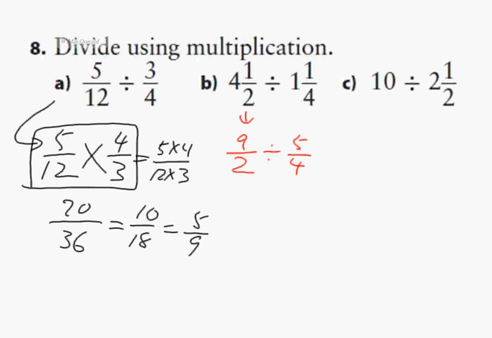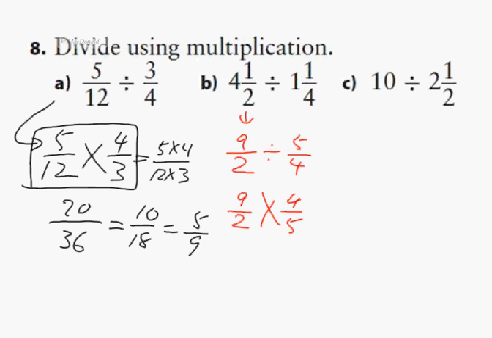So the red expression is the exact same value as the one above it. It's just improper instead of mixed. I'm going to keep the first fraction. I'm going to change my division to multiplication. And the reciprocal of 5 over 4 is 4 over 5.